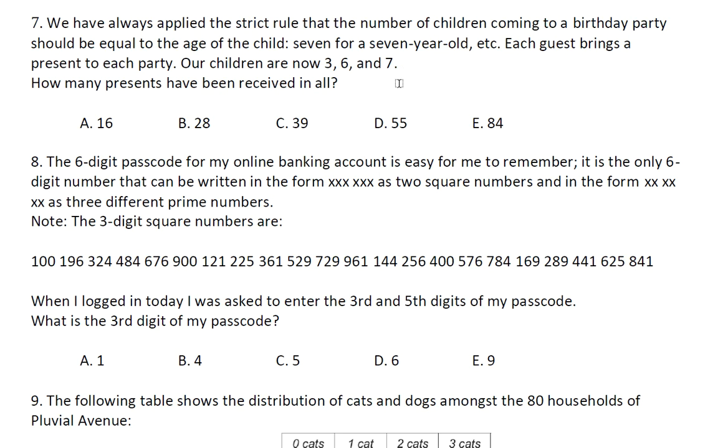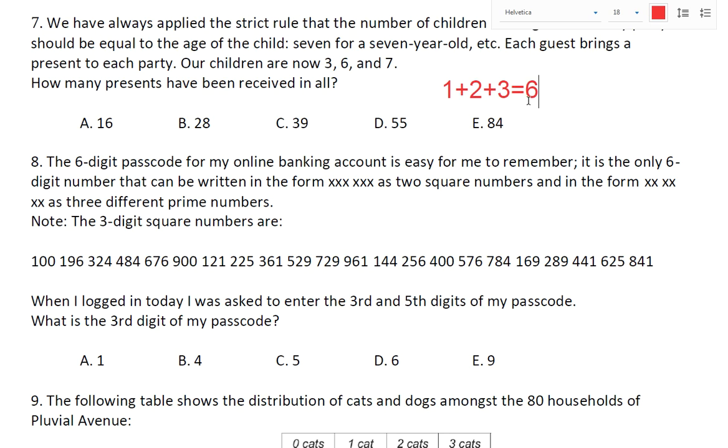All right, so this one, once you have an idea about triangular numbers, I think is pretty easy to solve. So the child who is now 3, for example, when they were 1, they would have had one child come, and they would have got one present. So it's 1. Then when they were turning 2, they would have had 2 people come, each bringing a present. They would have got 2 presents. And then when they are 3, the current age, it would be 1 plus 2 plus 3, which equals 6. So they've received 6 presents in total.